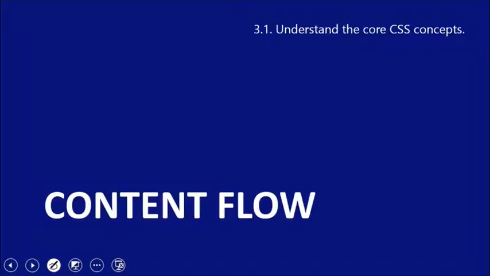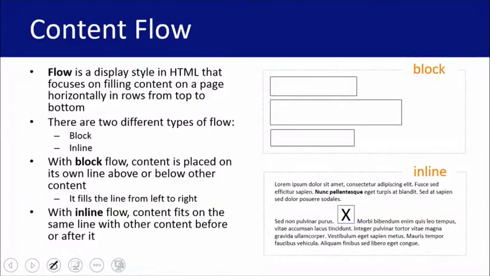All right, so let's get into the really interesting stuff, like how we actually style these web pages. Let's talk about content flow. Flow is a display style in HTML that focuses on filling content on a page horizontally in rows. So if I have my two hands, and I put them over here so you can see them, if I add an element to a page, it occupies an entire row. If I add a second element to a page, naturally it's going to occupy the second row. They aren't going to automatically appear on the same row, but rather one is going to sit on top of the other.